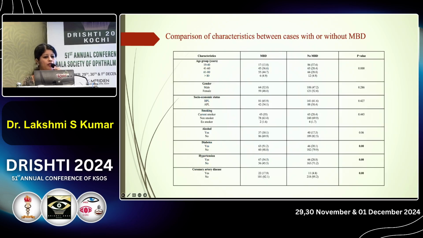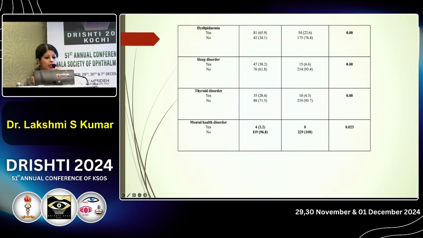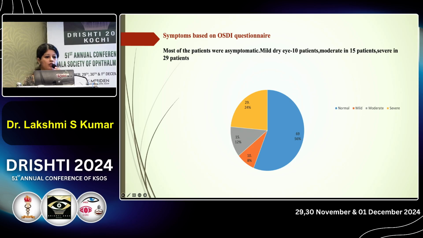And the comparison of characteristics between cases with and without meibomian gland dysfunction: out of this, smoking and alcohol are found to be higher in meibomian gland dysfunction, but there is no significant association with meibomian gland dysfunction. But a significant association was noted with diabetes, hypertension, coronary artery disease, dyslipidemia, sleep disorder, thyroid disorder, and mental health disorder. Symptoms based on OSDI questionnaire: most of the patients presented to me were asymptomatic.